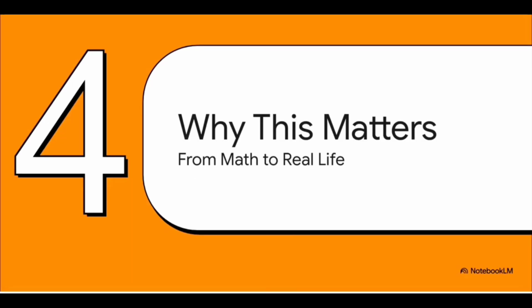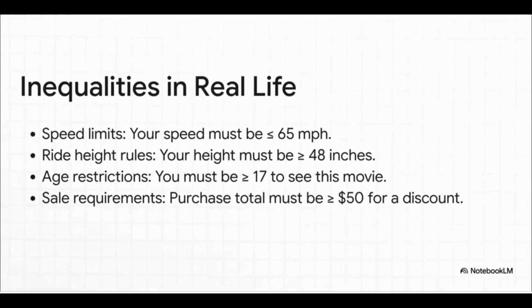All right, I know what you might be thinking. This is all great for a math test, but why should you actually care about open and closed dots? Well, it turns out you use this logic every single day, probably without even realizing it. Think about it for a second. A speed limit sign says your speed must be less than or equal to 65 miles per hour. That means 65 is totally fine. That's a closed circle. To get on a roller coaster, your height has to be greater than or equal to 48 inches. If you're exactly 48 inches tall, you're good to go. Another closed circle. From movie ratings to store discounts, these rules define the boundaries of our world all the time.